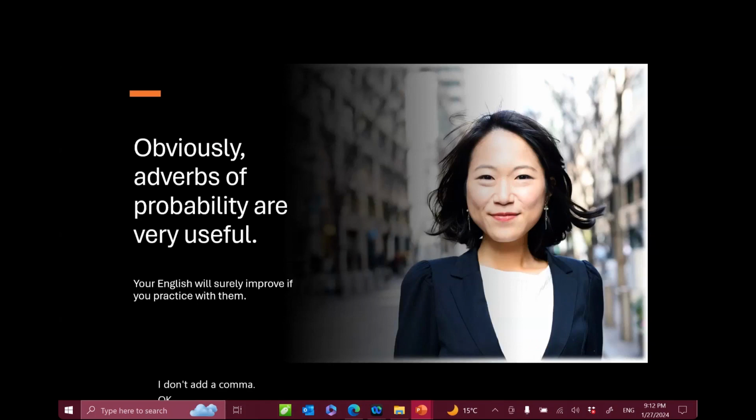خليني اديكم مثال على استخدام ازاي الادverbs دي. Obviously adverbs of probability are very useful. Your English will surely improve if you practice with them. Okay, and here I'm waiting for more examples from all of you.